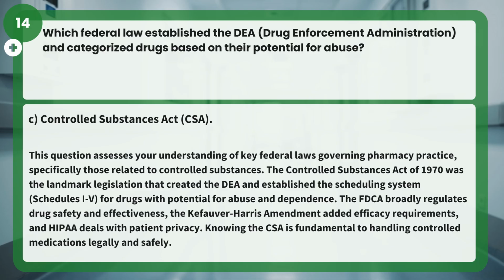Answer, C. Controlled Substances Act, CSA. This question assesses your understanding of key federal laws governing pharmacy practice, specifically those related to controlled substances. The Controlled Substances Act of 1970 was the landmark legislation that created the DEA and established the scheduling system, Schedules I through V, for drugs with potential for abuse and dependence. The FDCA broadly regulates drug safety and effectiveness, the Kefauver-Harris Amendment added efficacy requirements, and HIPAA deals with patient privacy. Knowing the CSA is fundamental to handling controlled medications legally and safely.